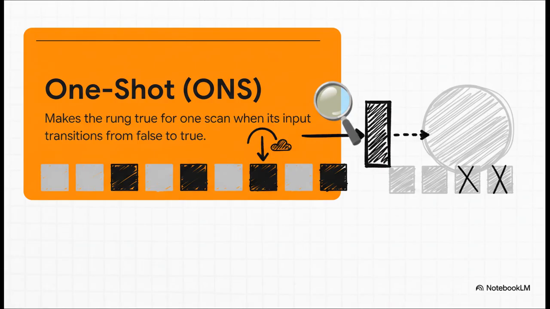Well, you can think of the ONS like a super strict gatekeeper. It just sits there watching its input. And for that one single fleeting moment, literally one scan, that the input goes from off to on, it throws open the gate and lets the logic pass through. After that single scan, bam, the gate slams shut, and it stays shut, even if the input is still on. And that false to true moment, that has a special name. We call it the rising edge.